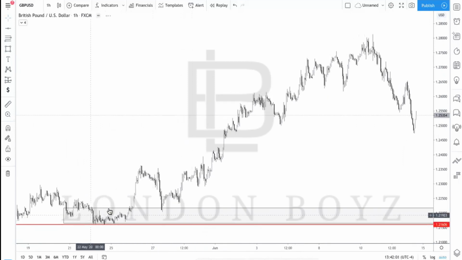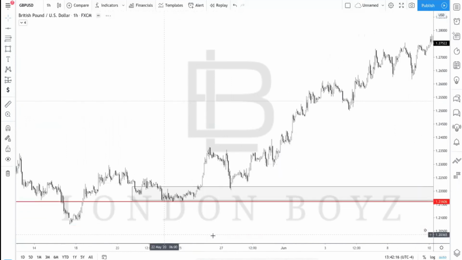So here we have our boxed off range, which is our daily order block here, this gray zone. As you can see, price taps the top of the zone, gives you a small retracement, and off to the races. Now, how are we going to find our entry?